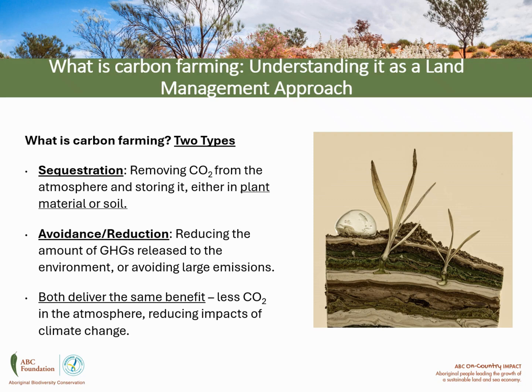And here I'll just highlight that there's two main types of carbon farming. There's sequestration, which by definition is just removing CO2 from the atmosphere and storing it within something. Usually this is in plant material or the soil. The next type is avoidance or reduction, and these types of carbon farming are either reducing the amount of greenhouse gases released into the environment, or they're just avoiding large emissions entirely. But importantly, both deliver the same benefit: less CO2 being in the atmosphere and reducing the impacts of climate change.